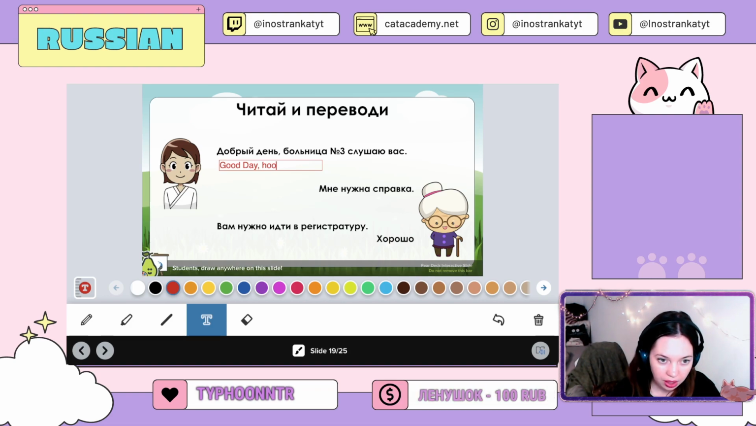Больница номер 3. So hospital number 3. So in Russia, 99% of the hospitals and clinics have numbers. The same with the schools. So we don't have names like in English. Let's say in the US or in the UK it could be St. George Hospital, stuff like that. In Russian, no, it will be just the number. So it will be больница номер 3, hospital number 3, школа 72, school number 72. So there are no names.